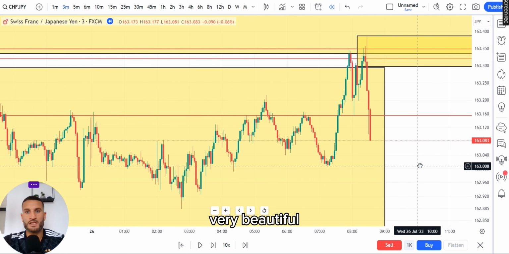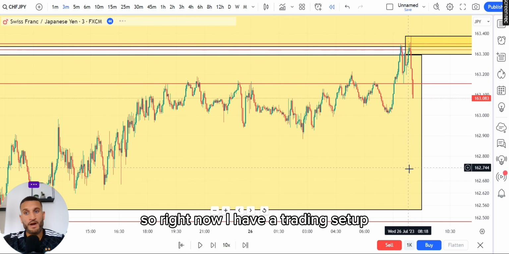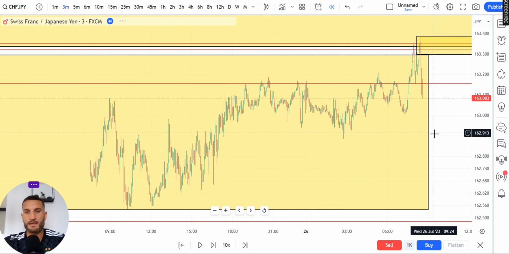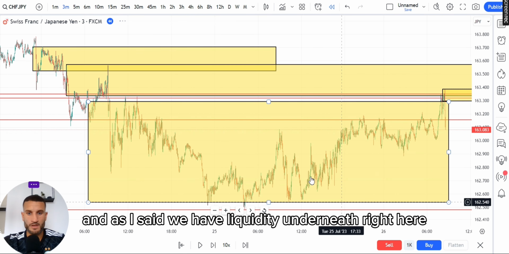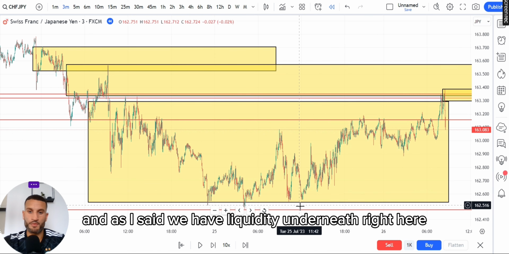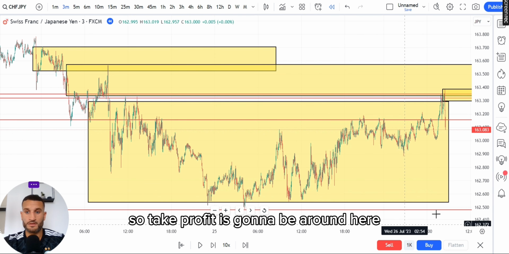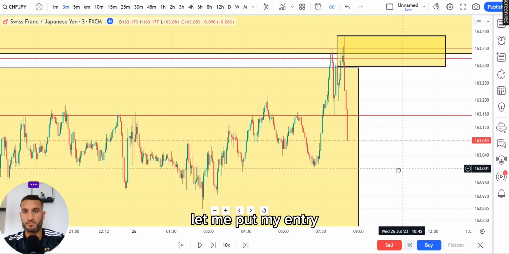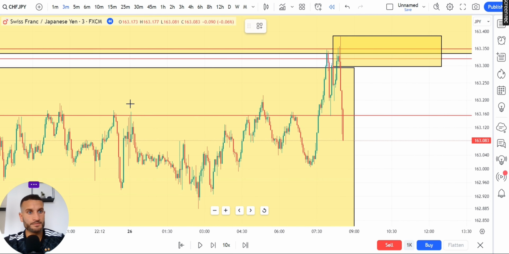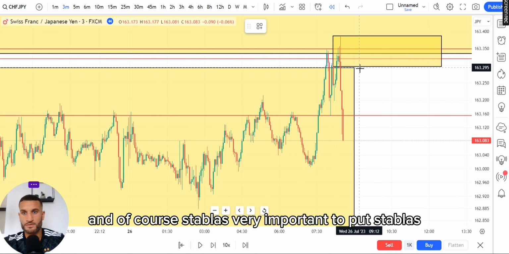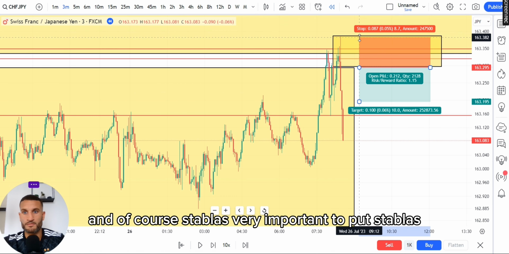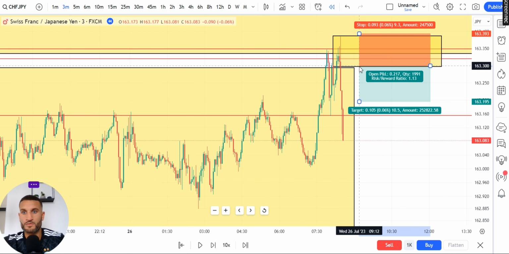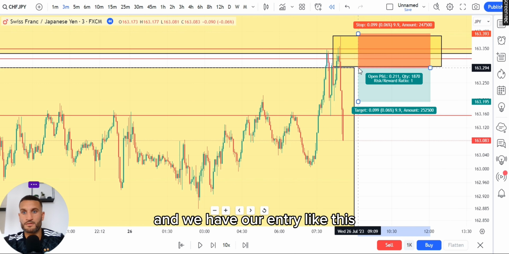Very beautiful. So right now I have a trading setup because all my rules are met. And as I said, we have liquidity underneath right here. This is where price can reverse. So take profit is gonna be around here. Let me put my entry. And of course, stop loss. Very important to put stop loss. And we have our entry like that.